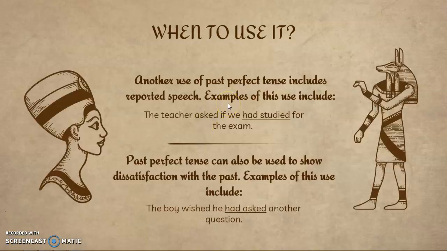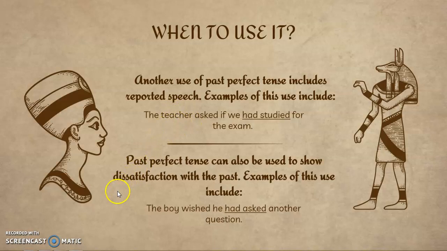Another use of past perfect includes reported speech. Reported speech is when we want to say something that another person said. In this case, it is the teacher. The teacher asked if we had studied for the exam. Okay, so we are telling another person what the teacher asked us.